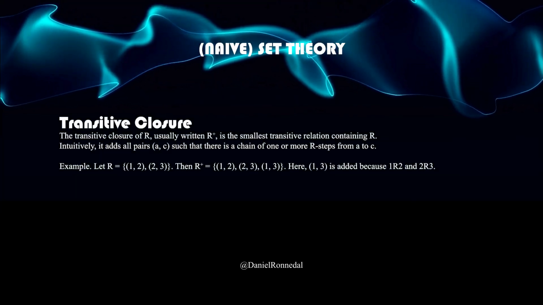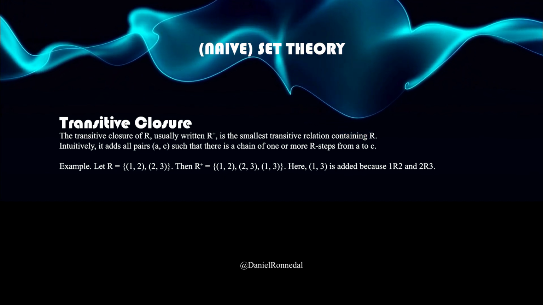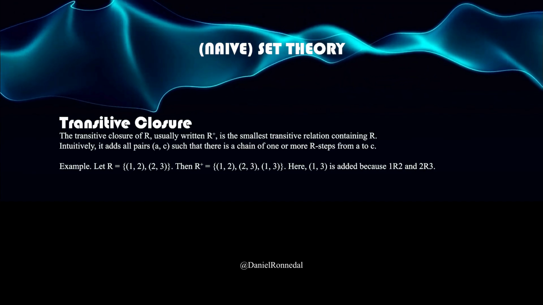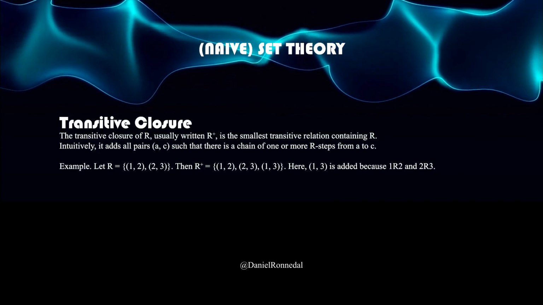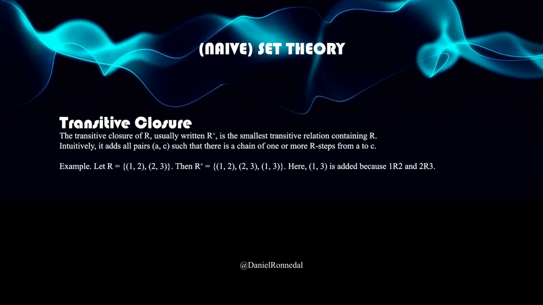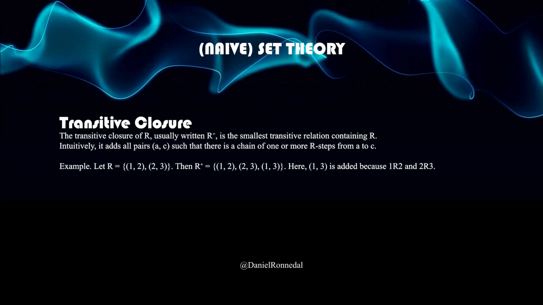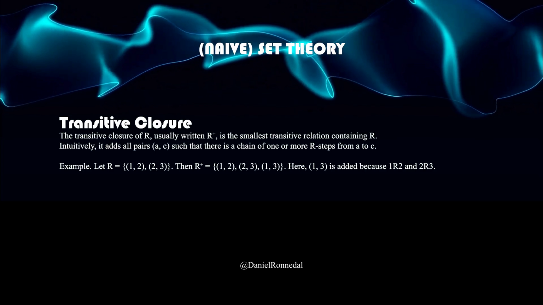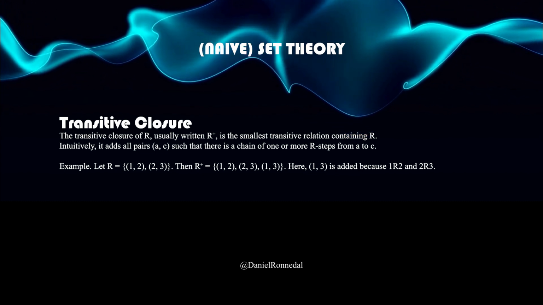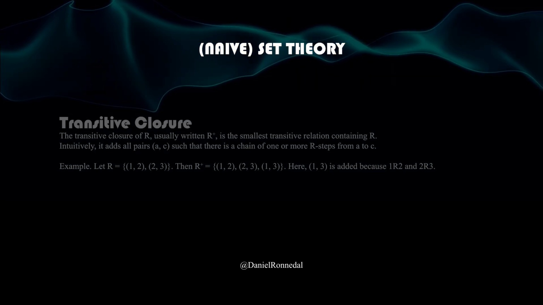The transitive closure of R, usually written R plus, where the plus sign is in superscript, is the smallest transitive relation containing R. Intuitively, it adds all pairs (a, c) such that there is a chain of one or more R steps from a to c. Example: let R be the set whose only elements are the ordered pairs (1, 2) and (2, 3). Then the transitive closure of R is the set whose only elements are the ordered pairs (1, 2), (2, 3), and (1, 3). Here, (1, 3) is added because 1 R 2 and 2 R 3.